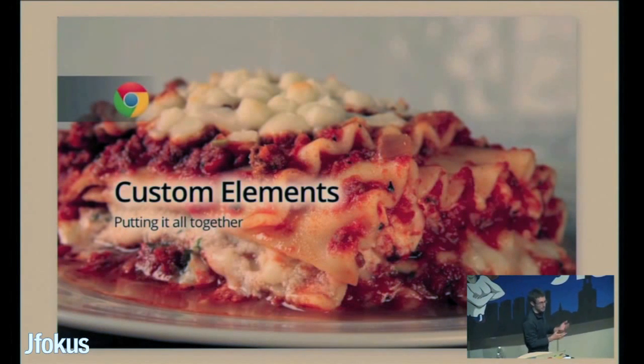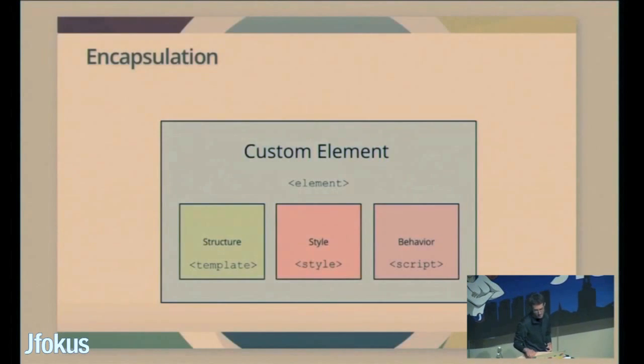Okay, so now we've talked about some of these elements like the template tag and scoped style sheets and insertion points and shadow DOM. That's all the low-level infrastructure getting into the platform. And you can certainly use that low-level infrastructure. But where it all comes together in a really delicious layered lasagna is custom elements.